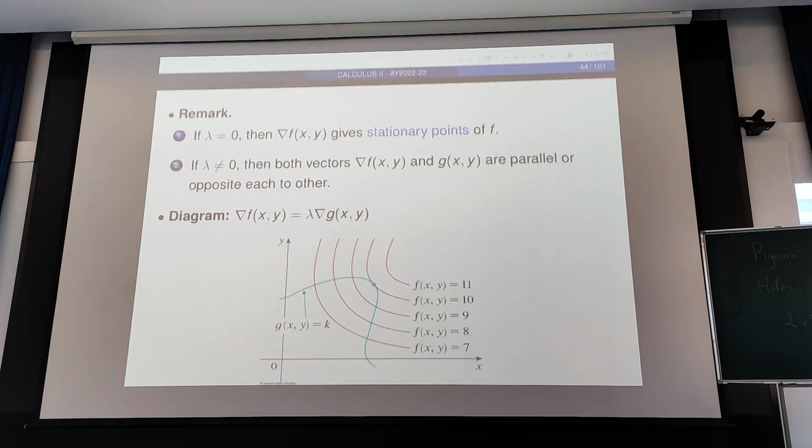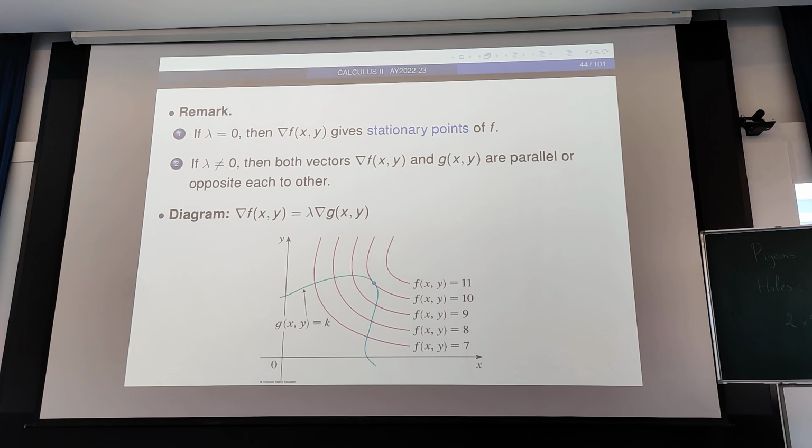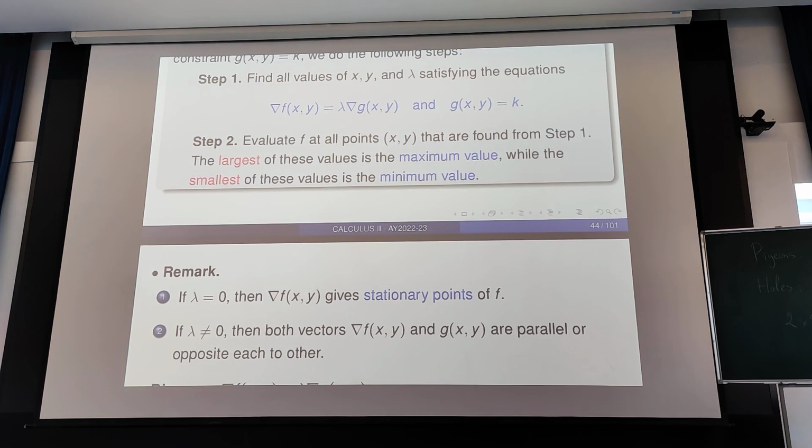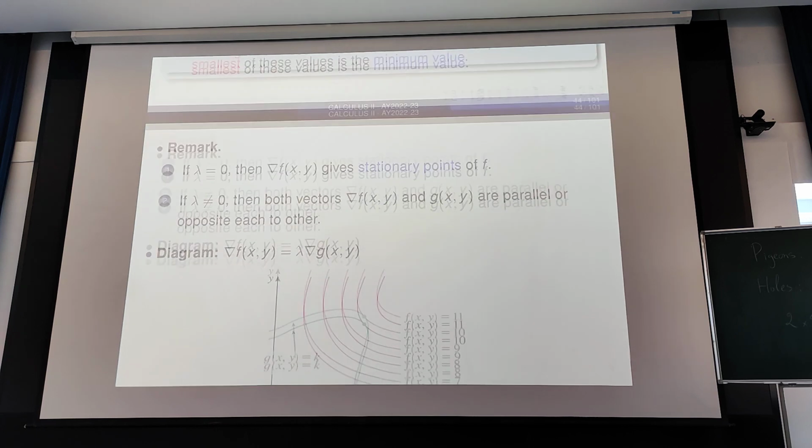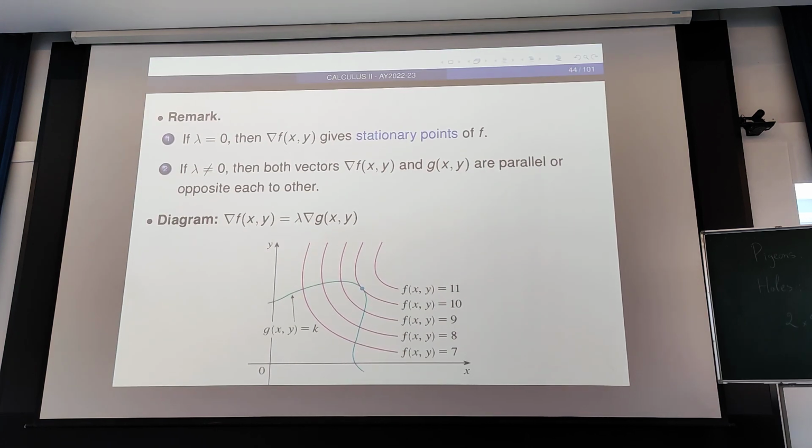Okay. So here is some remarks. When lambda equals 0, then we have the gradient vector of f equal to 0, right? Then we have a stationary point of f. If lambda is non-zero, then the two vectors are parallel. This one should be the gradient vector of g, right?